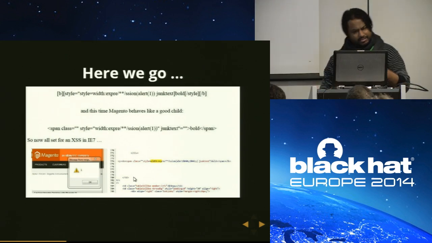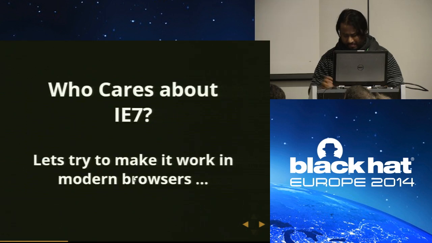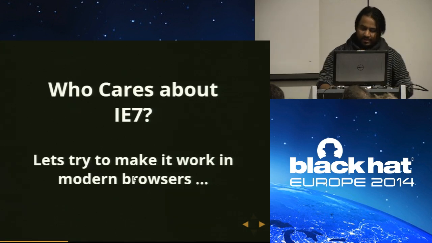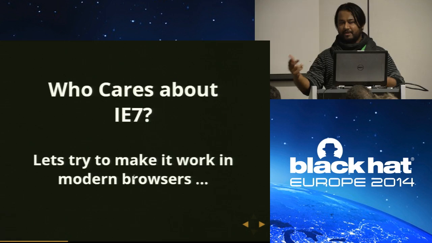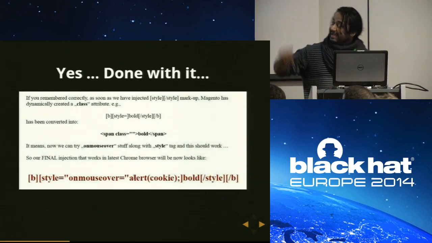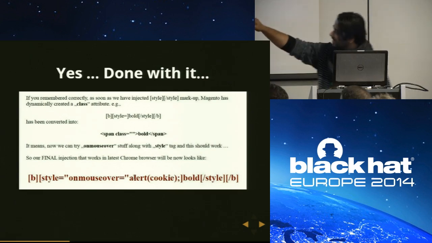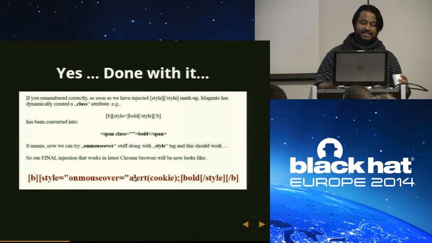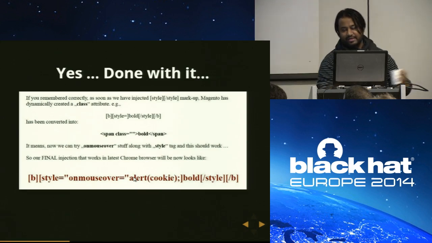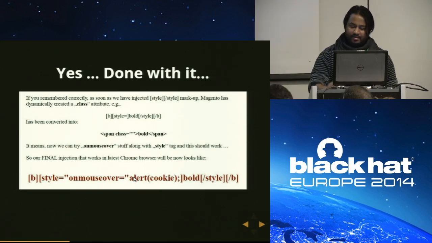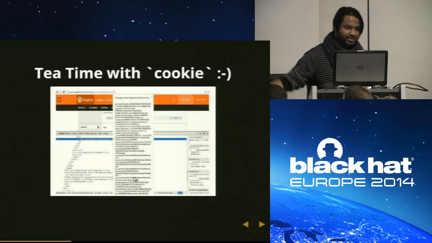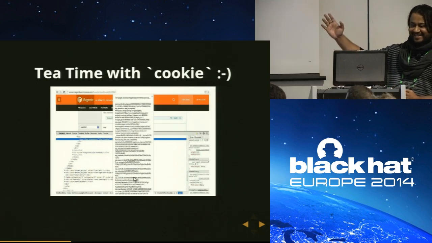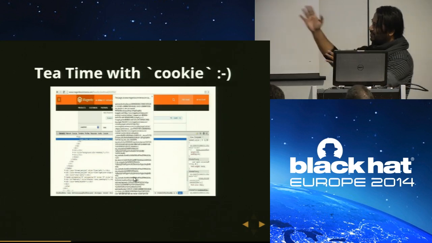It works. But then the next question I asked myself: who cares about IE7? Okay, let's try to make it work in a modern browser. Here is the final vector in the red line. B style double quotes onmouseover, using this technique, because I know how they are working. With this flow, I was able to alert the cookie. It's a very big cookie. Look at the size of the cookie. So I got XSS in a modern Chrome browser.